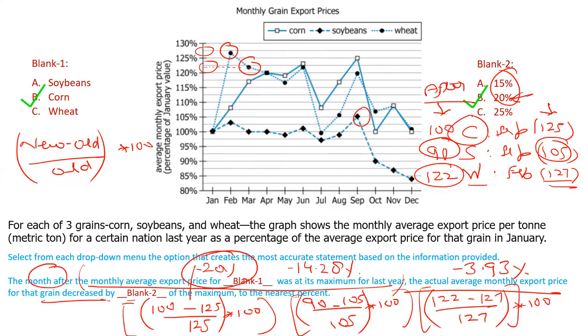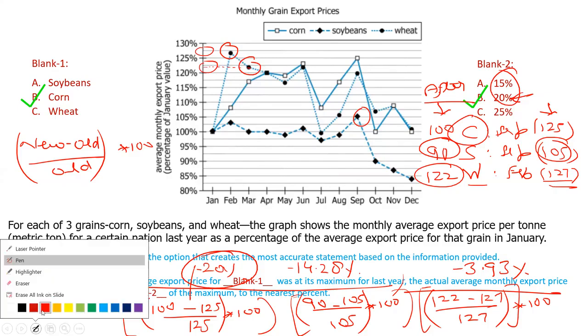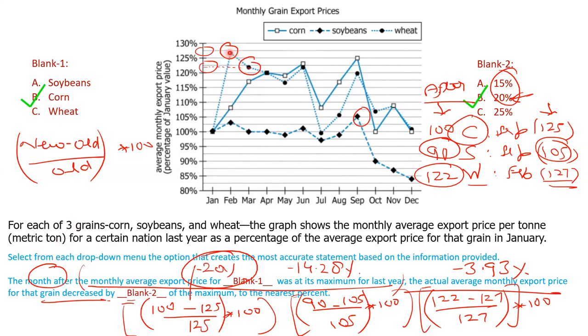Is the approach clear, guys? It's a multi-step approach. First we have to find out what's the maximum for each of the three. Then we find out what it was the next month, and then find out the percentage difference. Kind of a three-step process. Any questions at all, guys?